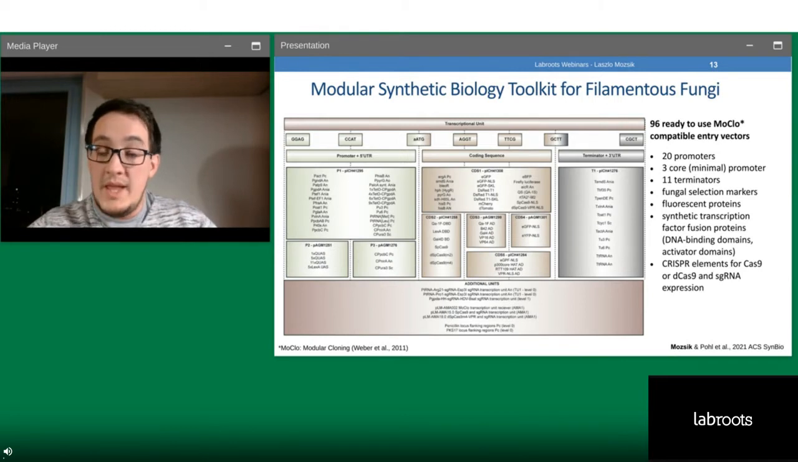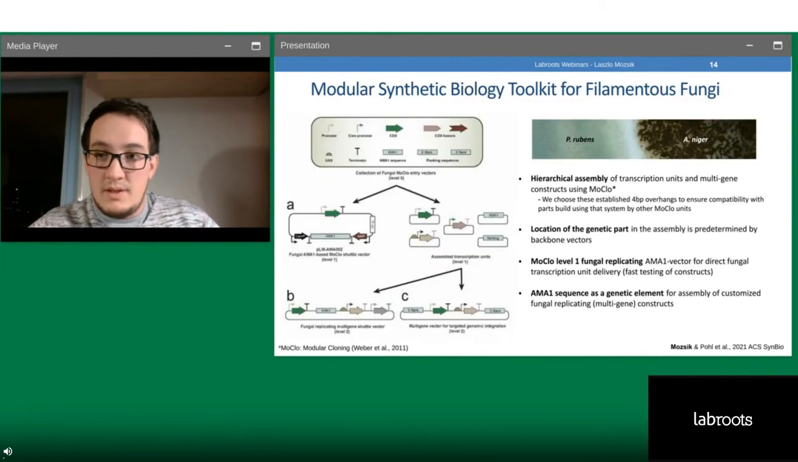And based on this start, we started to build the first building blocks of our modular synthetic biology toolkit, which has now been published in ACS Synthetic Biology, where we deposited numerous promoters, terminators, and open reading frames for creating, for example, synthetic transcription factors, as well as CRISPR-based fusions for genome editing or transcriptional regulation. Using modular cloning, we were able to create synthetic fusions.